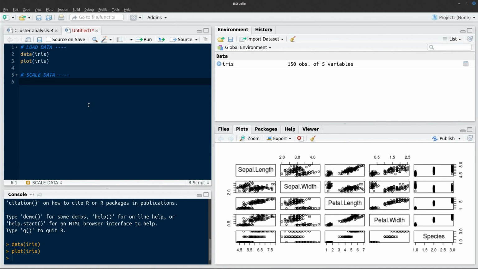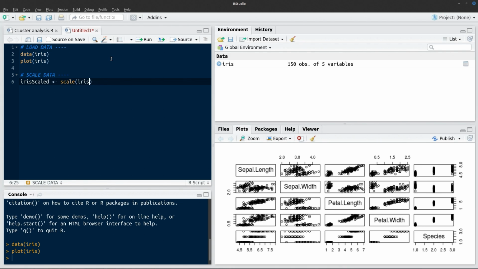So not so important for this data set, but if you have data in which your variables are measured on different scales, for example, it could be distances and age, then it's important to scale your data, and we simply do that with the scale function.